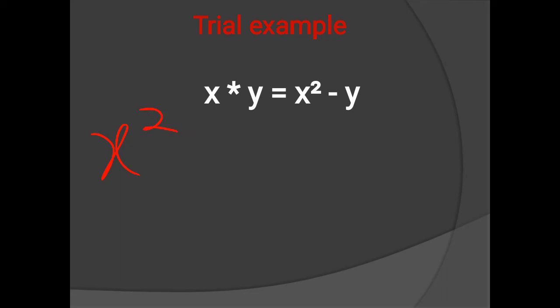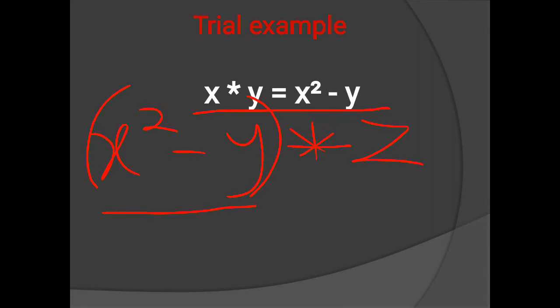X squared minus y operation z. Then the question is saying, let us not forget the whole of this is our first one, then the z is our second one. The rule is saying that x operation y is x squared minus y. Now the whole of this is our x, and then the z is our y. Now this is our x, this is our y.